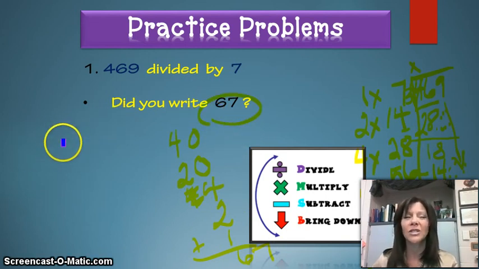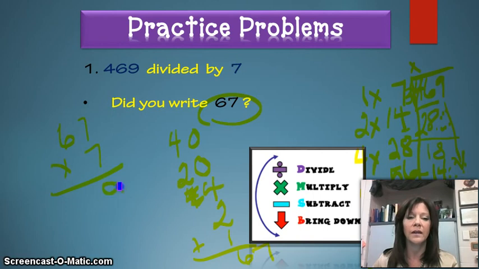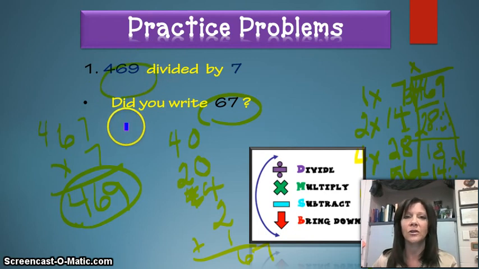But let's multiply just to make sure. So let's take 67 times 7 and see what we get. 7 times 7 is 49. Put my 9 there, carry my 4. 7 times 6 is 42, and 42 plus 4 is 46. And that number matches that number. We must have done it correct. Good job if you got it right.